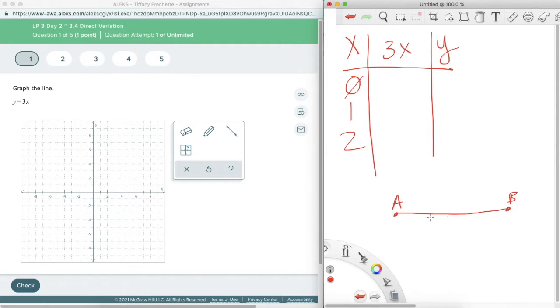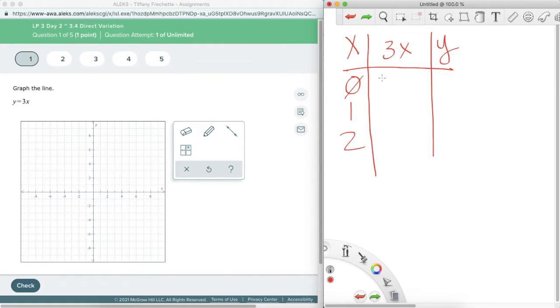So we only need 2 points to make a line. Well, a third point just lets us make sure that they are, in fact, in a line. So we didn't kind of mess up any of our math there. So that's why I'm asking for 3 points, just because it's a good way to check it real quick.